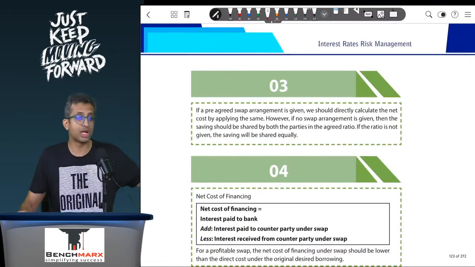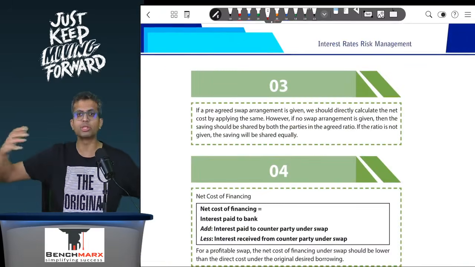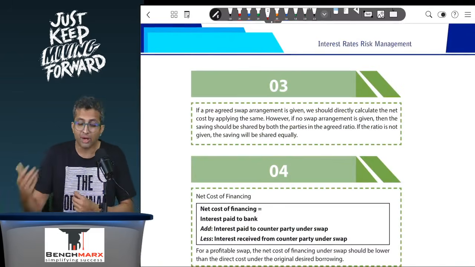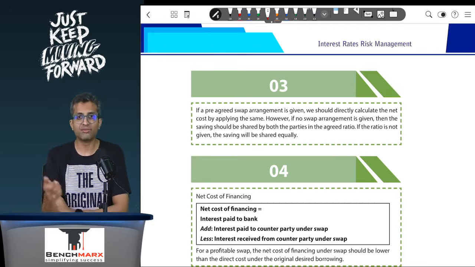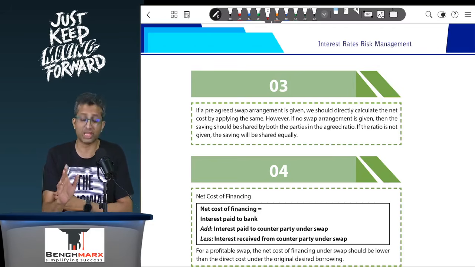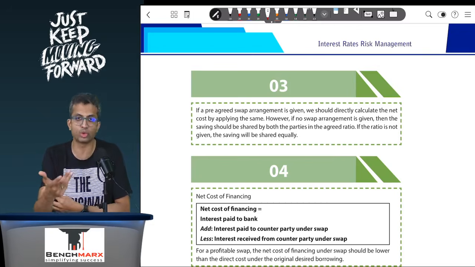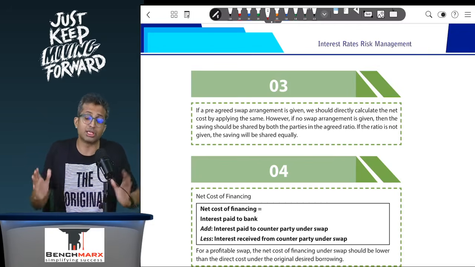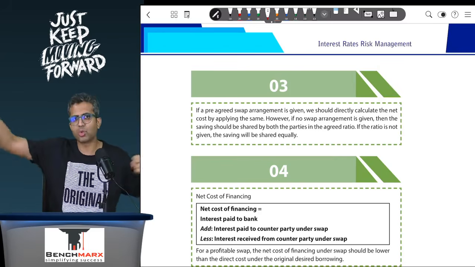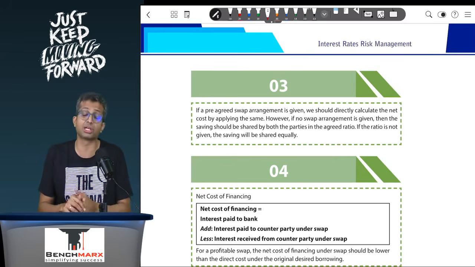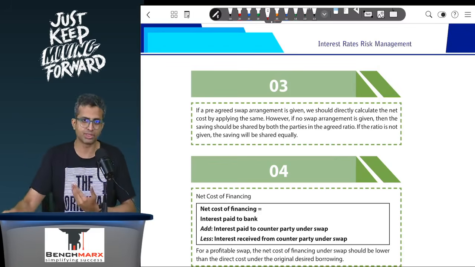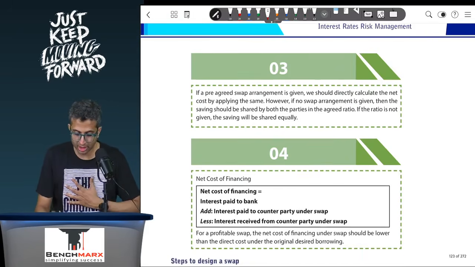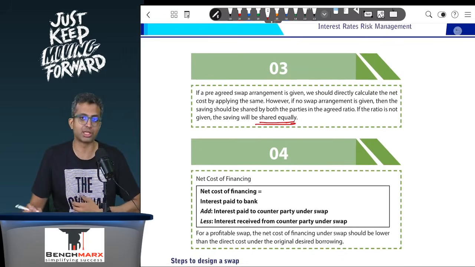How will the savings be shared? Well, if nothing is given, the savings will be shared equally between the two parties. Maybe in certain questions, apart from the two parties, there will be a swap bank as well who might take the commission. Let us say the savings are 1% and the swap bank, an intermediary like a broker, is agreeing to take a 0.25% commission. In that case, the overall savings are 1%, out of which 0.25% is the commission, so the remaining savings are 0.75%. If nothing is given, they will be shared equally. There is 0.375% savings for the first party, 0.375% savings for the second party. So over here, you will be sharing them equally unless another rate is given.